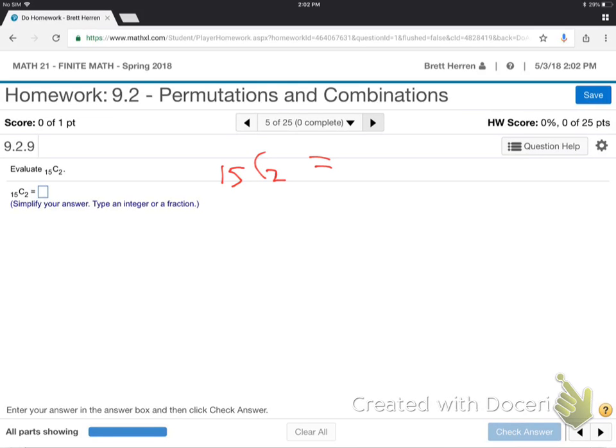C2, you guys got your calculator? So you can crank it out. Let's see who's got it first. What's the answer? 105. See if you can get it. You can do it by hand or by calculator. 15C2.